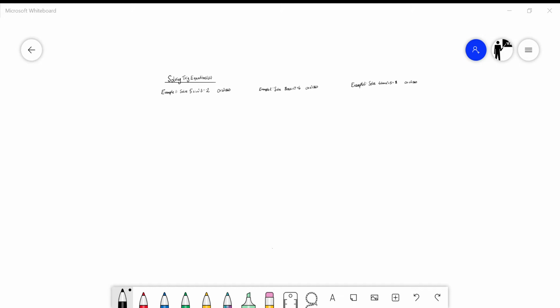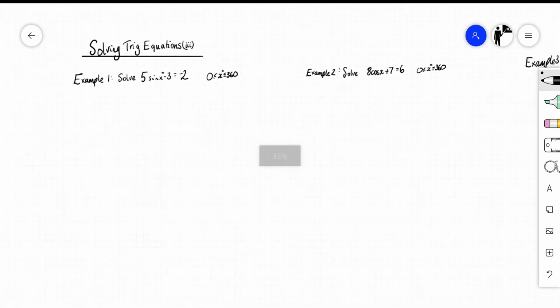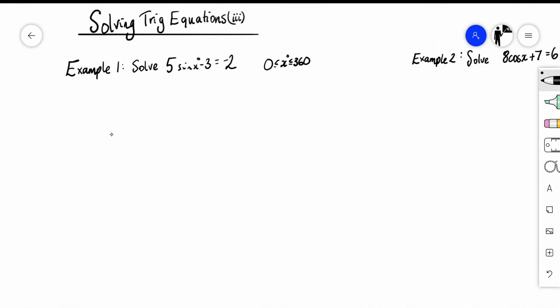In this video, we're going to continue having a look at solving trig equations. We've got 3 examples that we're going to work through here. So far, when we've been solving trig equations, they've always looked like this here: sin x equals, cos x equals, tan x equals. But the problems you're going to encounter do not look like that. They're going to look a little bit different.